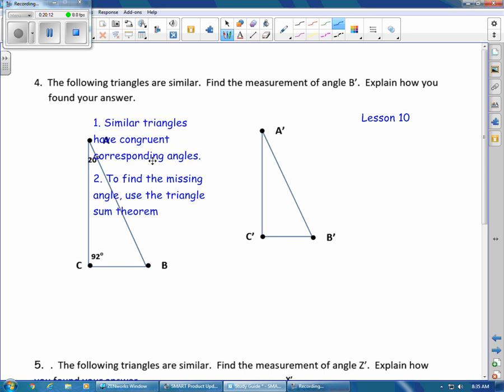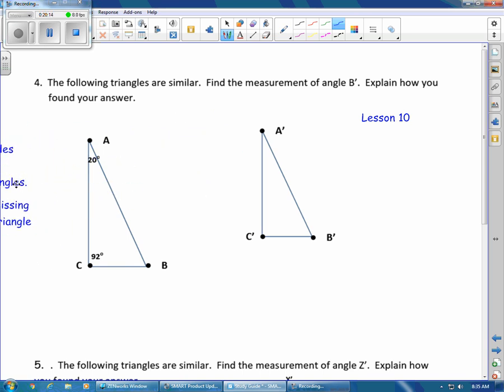Whoops, I forgot to move this out from the last time I did it. The following triangles are similar. They're telling us they're similar. Find the measurement of angle B prime. So angle B prime is here. Explain how you found your answer.